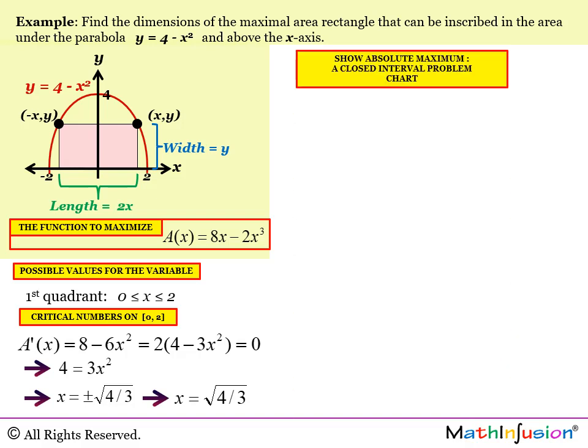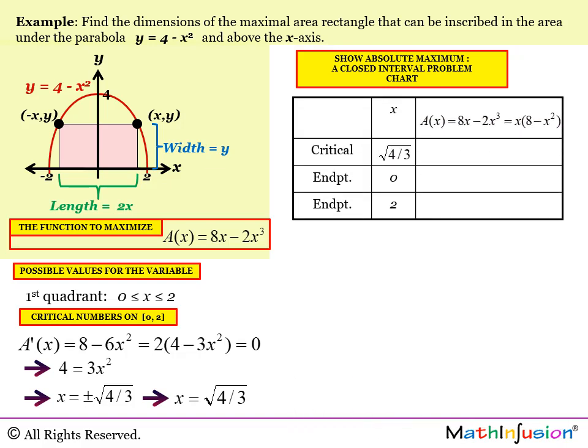Now I want to show that this is really the absolute maximum. This is a closed interval problem, so it's pretty easy. Let's do the chart. At the critical number, I get something that is not 0, and actually it's more than 0. It is positive. You can see that it is positive because this number to the power of 2 is less than 8, so 8 minus x to the power of 2 is positive, and also x is positive. When you plug in 0 or 2, you get 0. So it's very clear that indeed there is an absolute maximum when x equals the square root of 4 over 3.